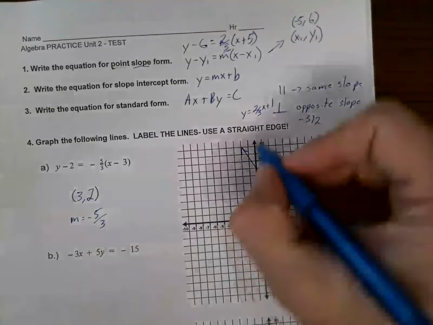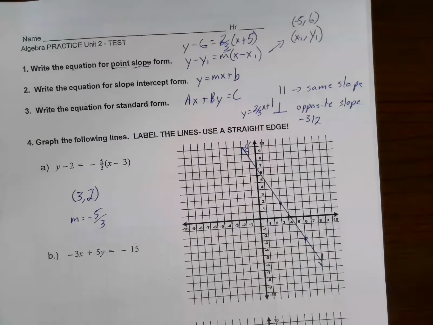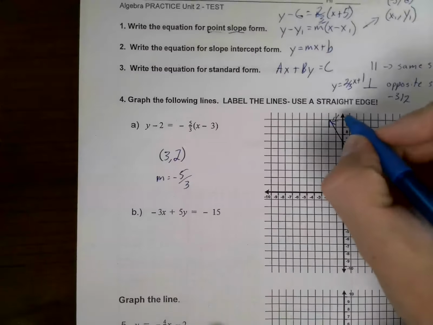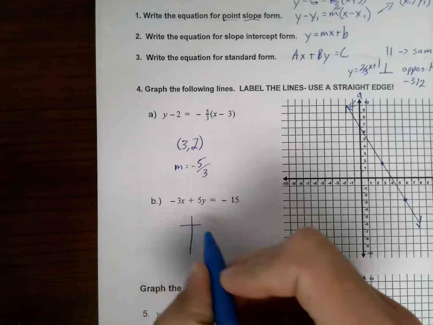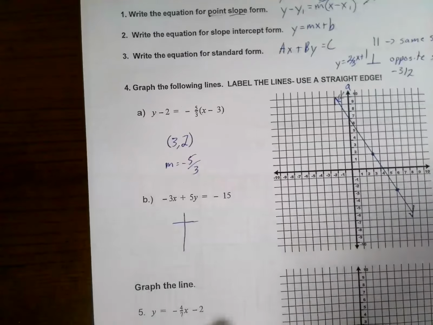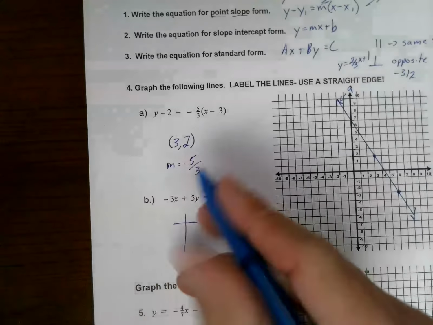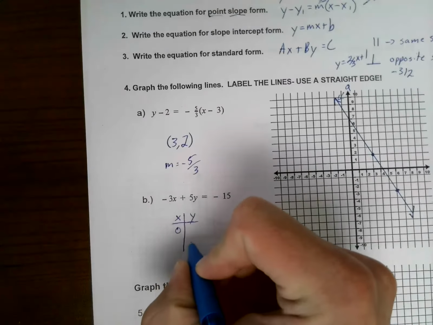Also, make sure to have arrows on your lines. That is going to be something that is graded. So this is line A, and for line B, I'm just going to do my T-chart here. I'll do it both ways though, so you'll be able to skip ahead if you don't do it this way. But I have x and y, 0, 0.